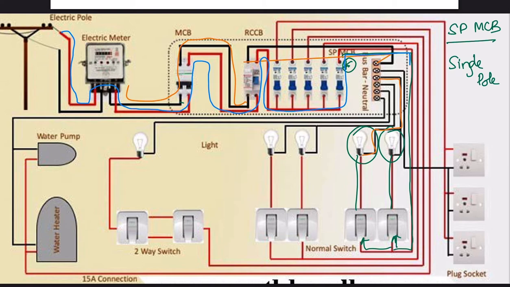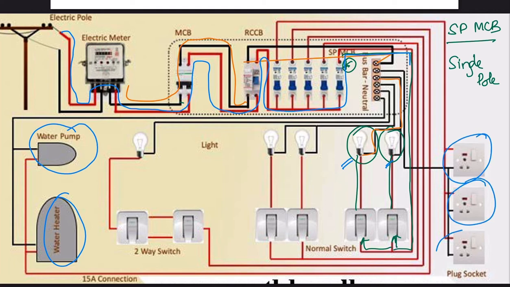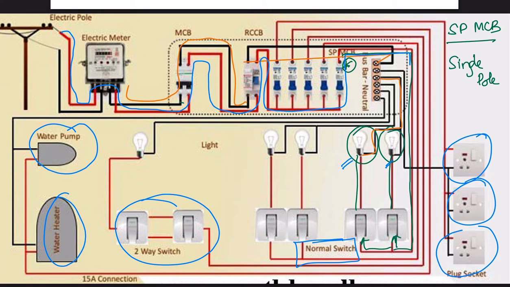Similarly, if you see, there are different loads that are connected in this circuit. You have the lamps, you have a water heater here, you have a water pump here, you have some other heating switches here. This is another plug socket. Here we have a normal switch, a one-way switch. Then you have a two-way switch which you can connect at two different points and then turn off at two different locations. So this is the typical layout of the electricity wiring in a house.